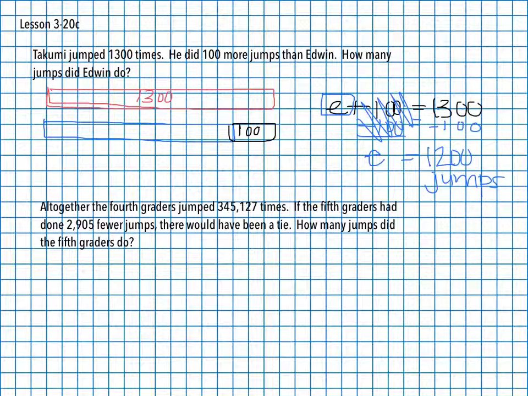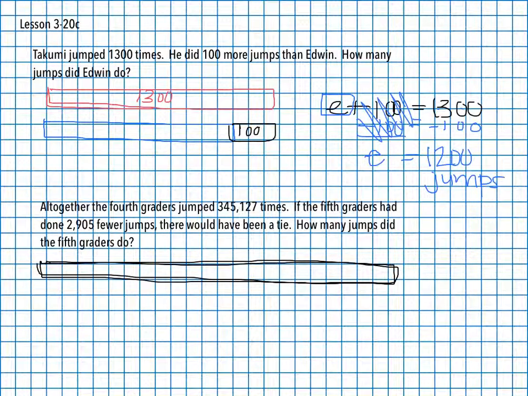Altogether, the fourth graders jumped 345,127 times. If the fifth graders had done 2,905 fewer jumps, there would have been a tie. How many jumps did the fifth graders do? Well, let's start off with this. We're going to start off with fifth graders, and we're going to put them in black. And this is their bar. This is their comparison bar.